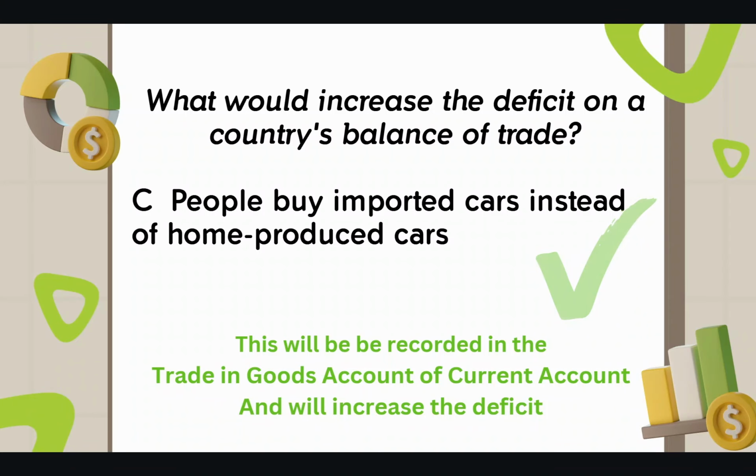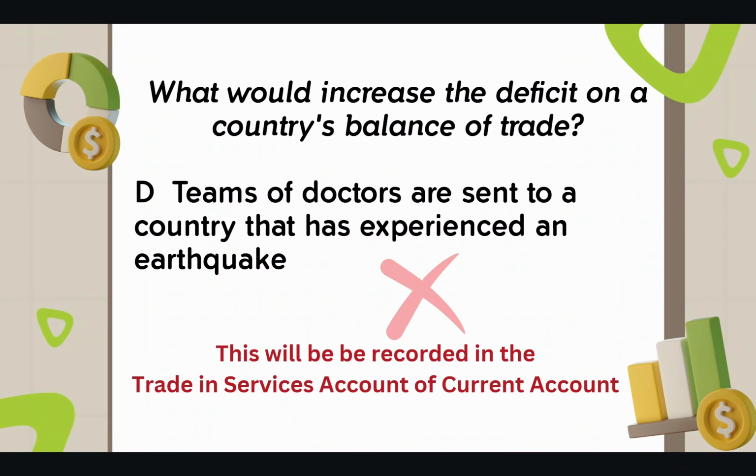People buy imported cars instead of home-produced cars. This will go into the balance of trade. D. Teams of doctors are sent to a country that has experienced an earthquake. This will also not go into the balance of trade. This will go into the balance of services.